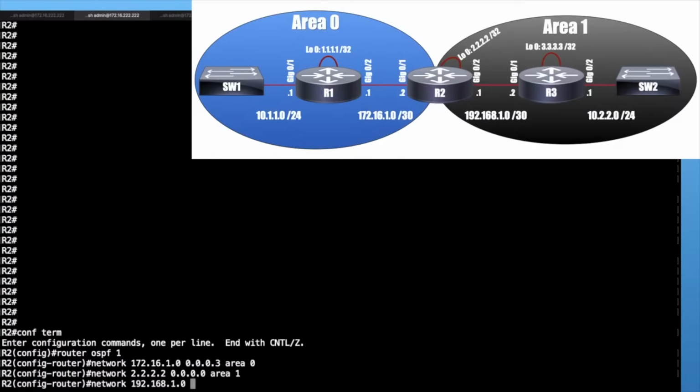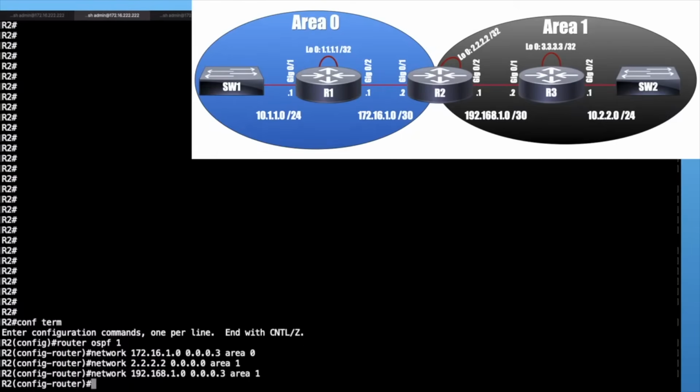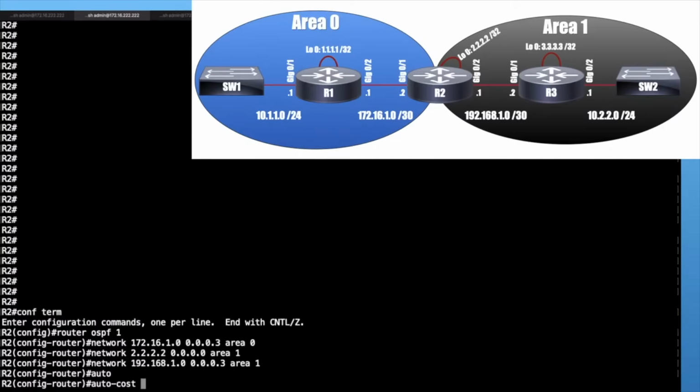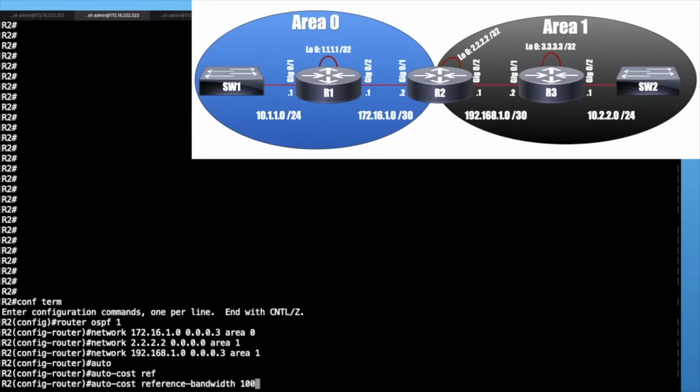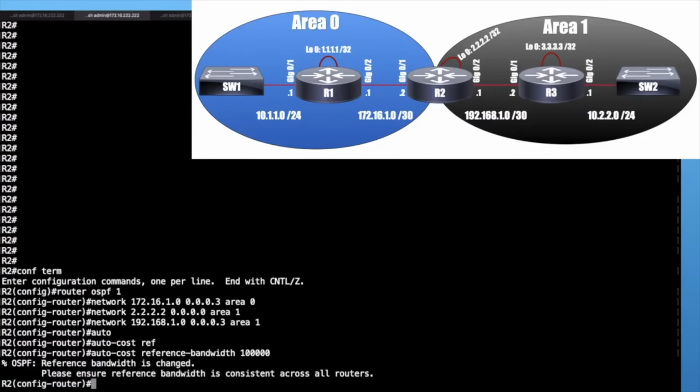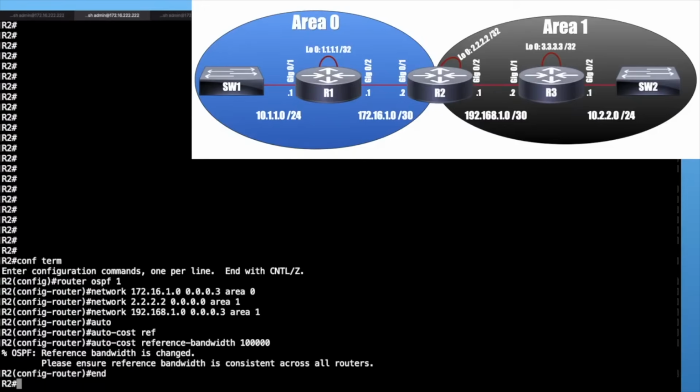192.168.1.0. It's a /30 subnet mask, so my wildcard mask will be 0.0.0.3. It's going to be in area 1. Can I set up a passive interface on R2? I don't really see a big need to do that. So, I do want to set the reference bandwidth, though. I'll say auto cost reference bandwidth 100,000 meg.